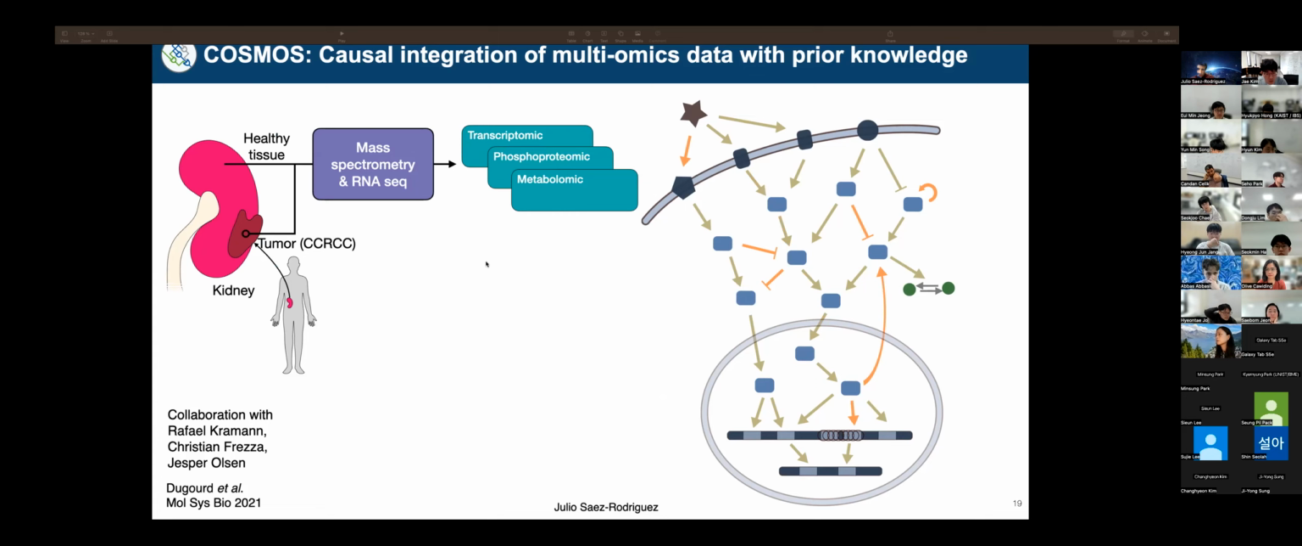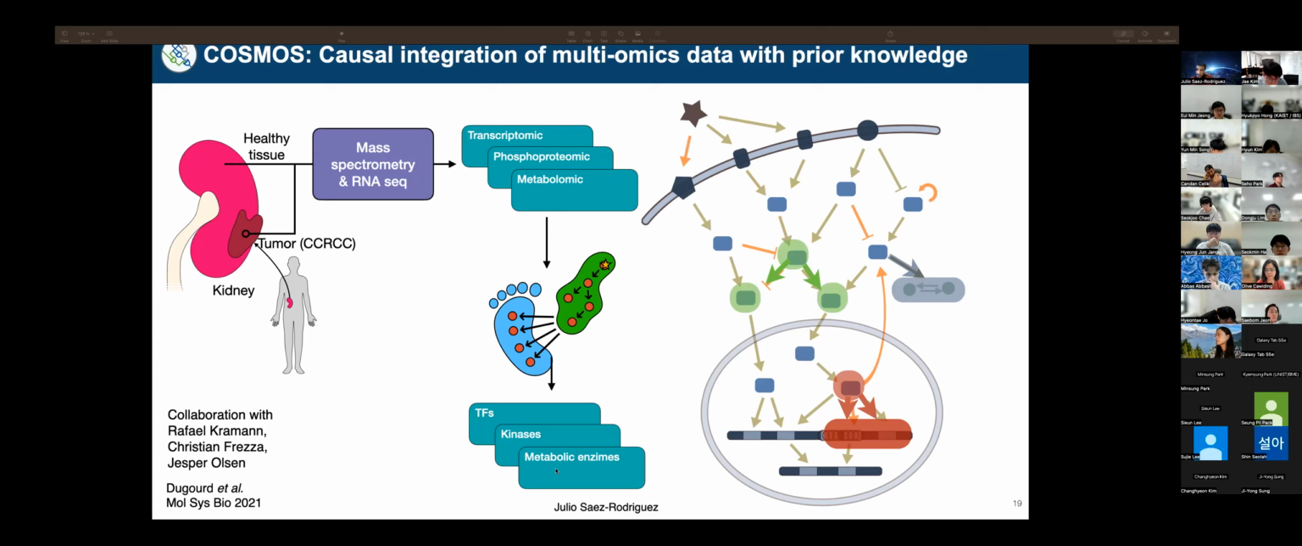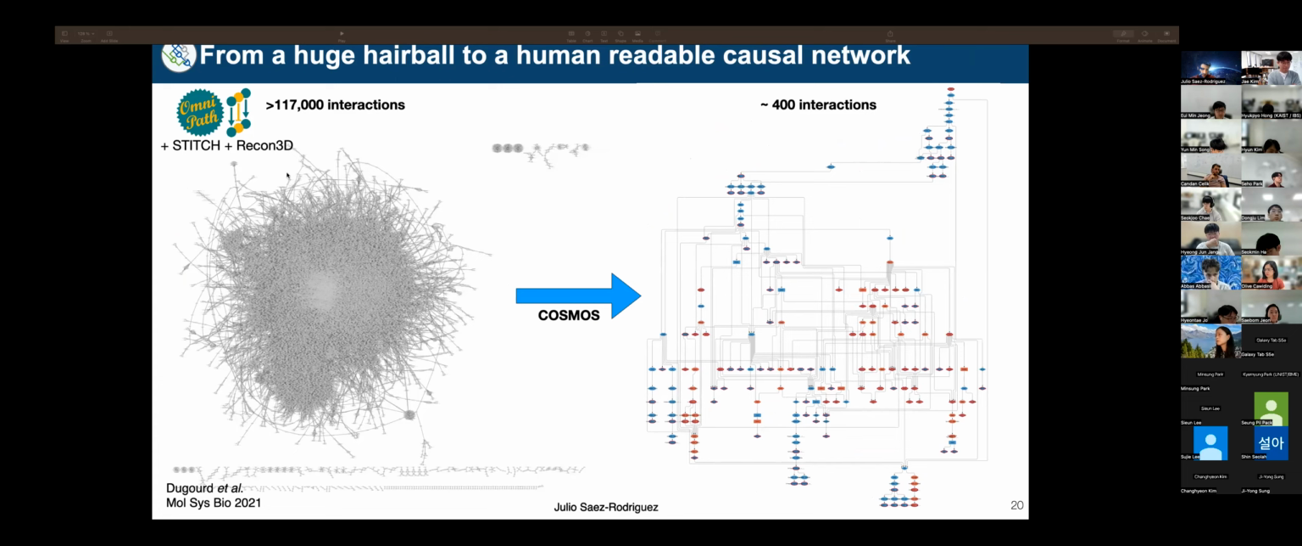Using this footprint idea, we estimate the activity of transcription factors, kinases, and metabolic enzymes. And then with COSMOS, we try to find the causal paths connecting them. So if you apply this, you start with a very complex hairball. You see it on the left, coming from OmniPath, but also Recon3D, metabolic network models, and STITCH, a database of protein-metabolite interactions. And this gets us to over 117,000 interactions.